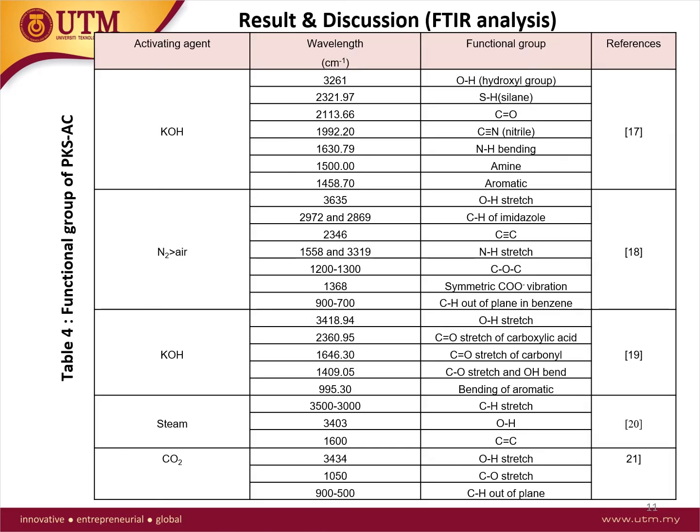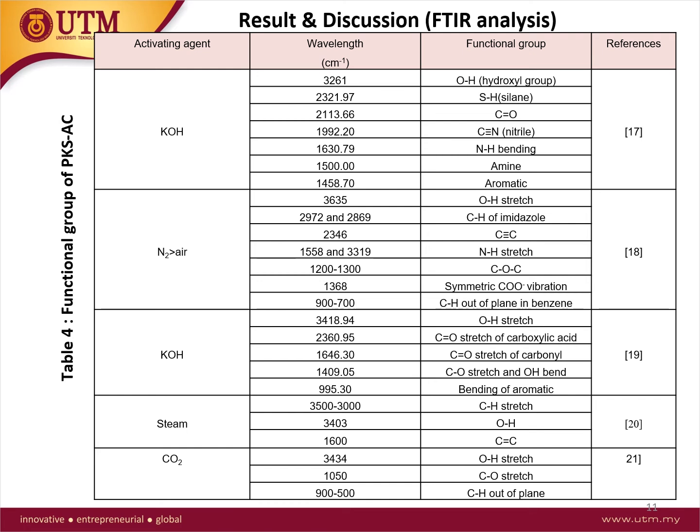For the palm kernel shell activated carbon, it is the same as rice husk activated carbon, also containing the OH group and other groups, as can be seen in table 4. More peaks detected in the FTIR analysis show that palm kernel shell activated carbon has many more functional groups compared to rice husk activated carbon.